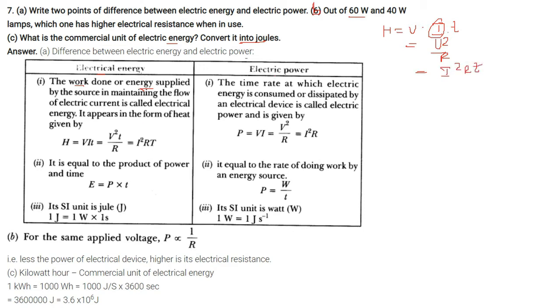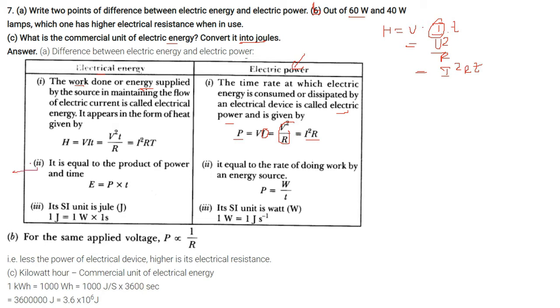The electric power, on the other hand, is the rate. The time rate at which the electrical energy is consumed or dissipated by an electric device is called the electrical power, and it is given by power equal to VI. Again we can replace I by V by R, so V square by R, and we can replace V by IR, so it becomes I square R.